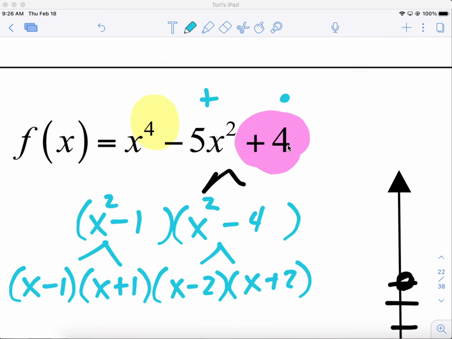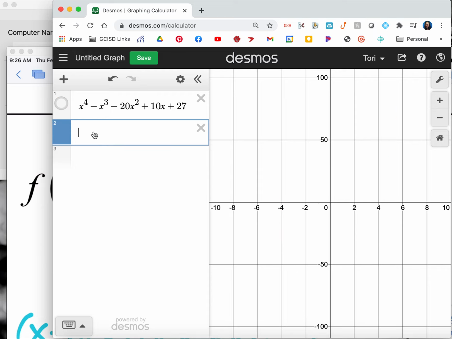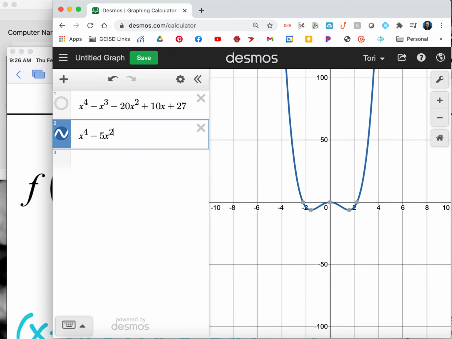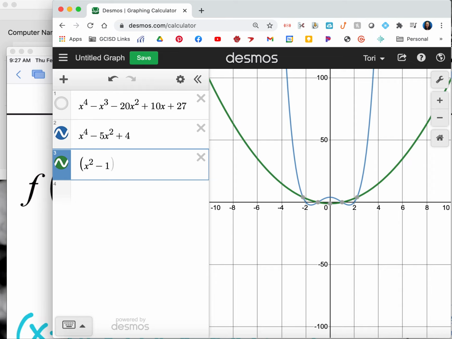And I can show you real quick how to check these on a calculator. Let's say this is your original and you wanted to see if what you got first made sense. Let me move this real quick. All right, let's say we had x to the 4th minus 5x squared plus 4. Now, you're not going to get to use this on a test or on the quiz because it's going to be non-calculator, but based on the direction of where this shape is, I can check my factored answer. So we said x squared minus 1 and x squared minus 4. See how it lands exactly on it?